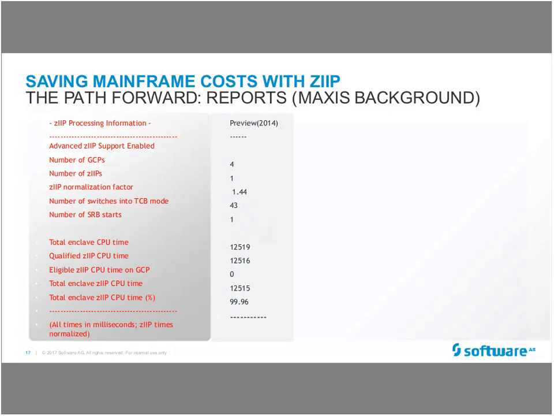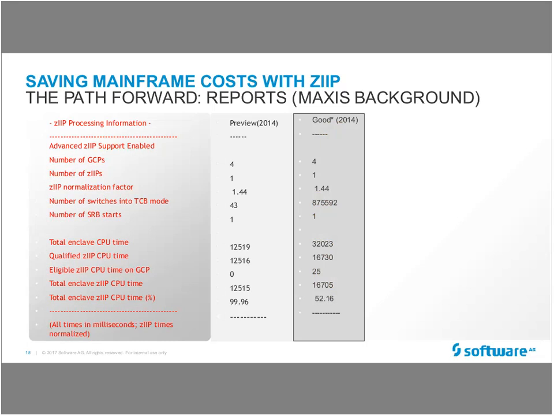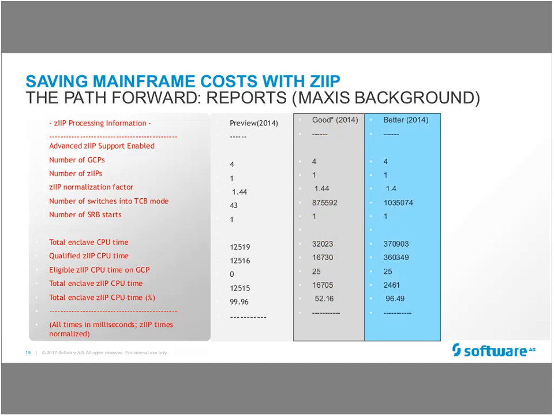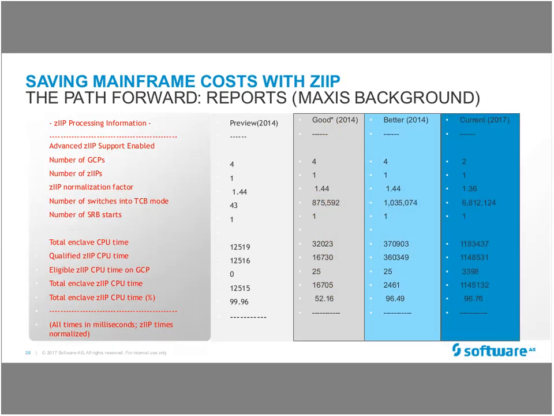So when Maxis went live, the preview you see here, we just did some trial on this with a background job that runs all the time. And what you're looking for is that total enclave zIIP CPU time percentage to be high. When we initially implemented zIIP into production in early 2014, you notice we had 52% of the eligible workload in Natural zIIP enabled. It wasn't quite as high as we thought, but there turned out to be a little bit of an issue with FastPath that we corrected, and then we ended up getting up to 96%, which is a good number, later on in 2014. And currently we still are running at that 96% utilization.